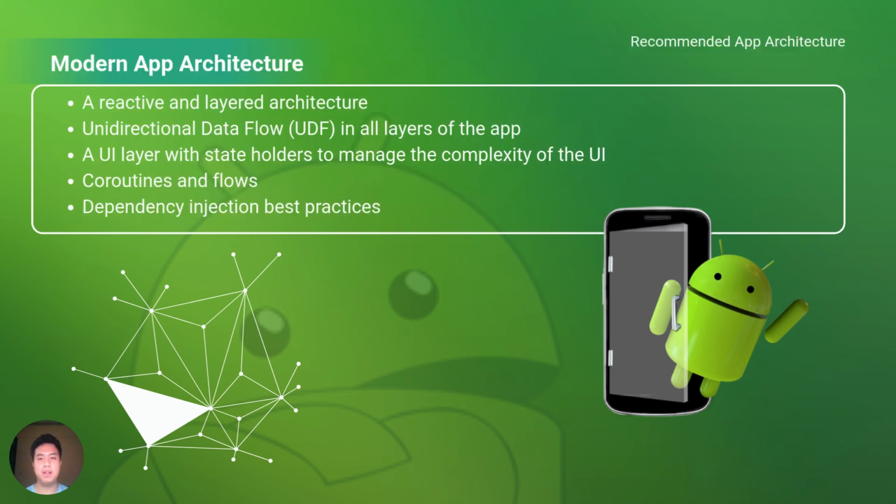This modern app architecture encourages using the following techniques, among others: a reactive and layered architecture, unidirectional data flow in all layers of the app, a UI layer with state holders to manage the complexity of the UI, coroutines and flows, and dependency injection based practice.